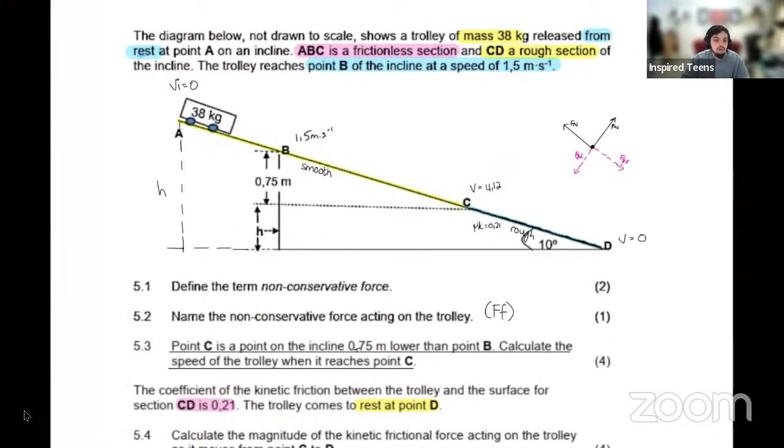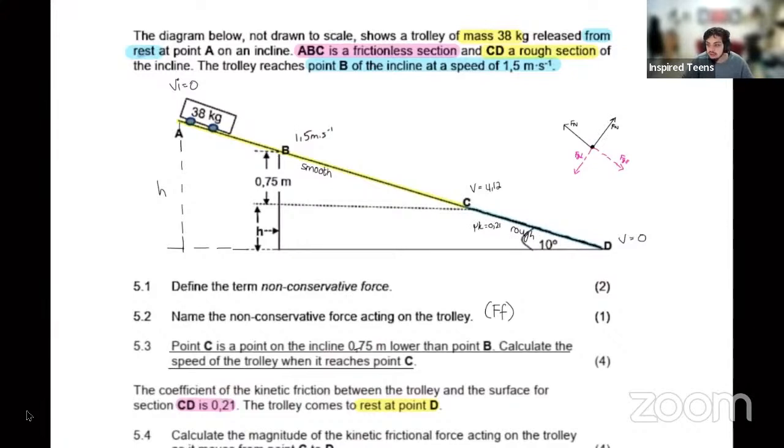The diagram below, not drawn to scale, shows a trolley of mass 38 kg released from rest at point A on an incline. ABC is a frictionless section. CD is a rough section, meaning it has friction, of the incline. The trolley reaches point B of the incline at a speed of 1.5 meters per second. Define the term non-conservative force.